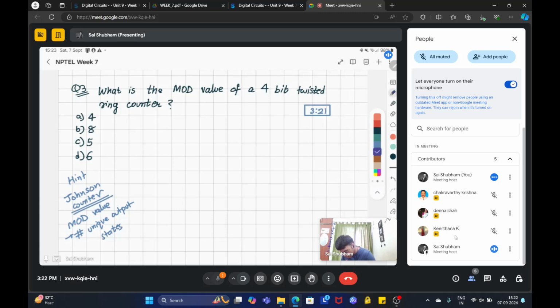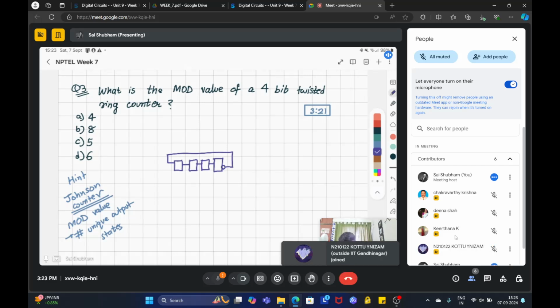So I am discussing the solution right now. A 4-bit Johnson counter is, suppose there are 4 flops connected serially, and the NOT of the last flop is fed to the D of the first flip flop. So this is the Johnson counter.